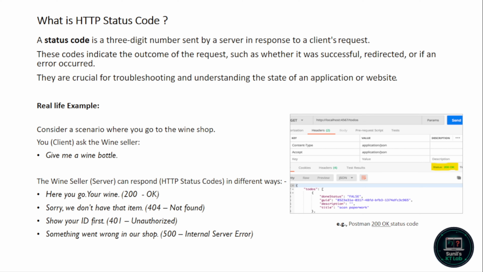So these are the different responses given by the wine seller. Similarly, a server also gives these kinds of responses when a client makes a request to it, based on different conditions or situations or something happening inside. In real life, you can see on the right side a Postman tool where the client made a request and in response got a successful 200 OK response from the server.